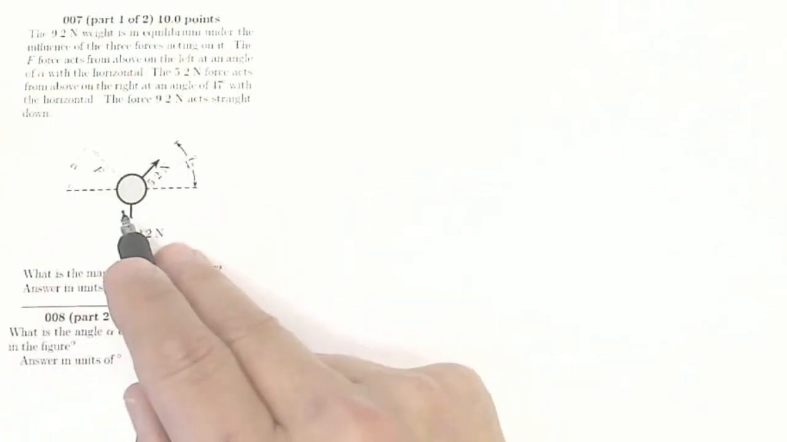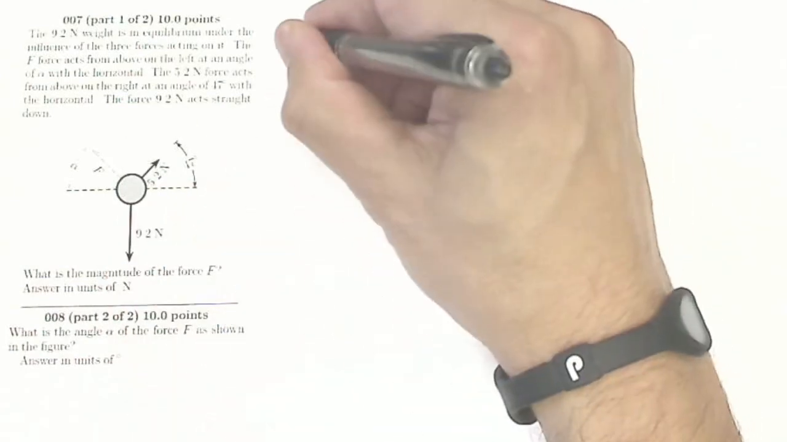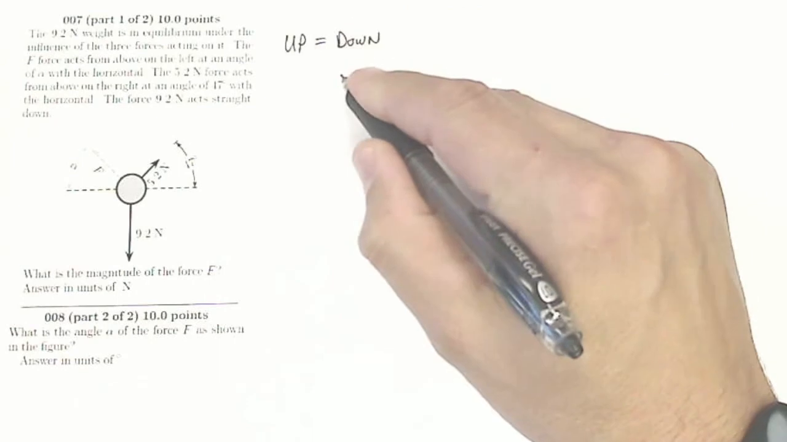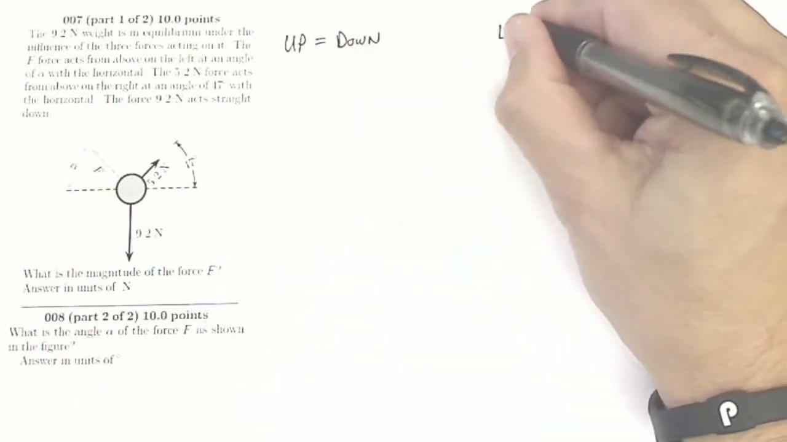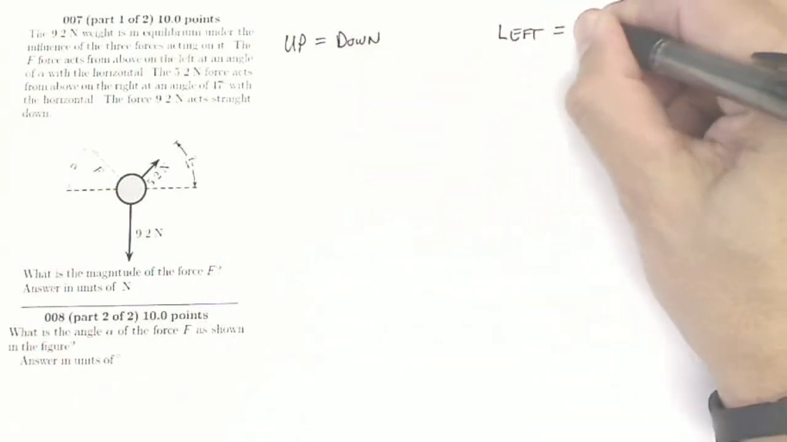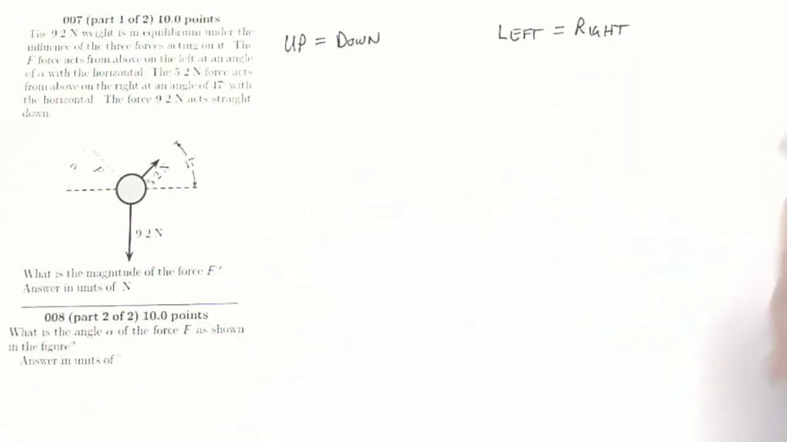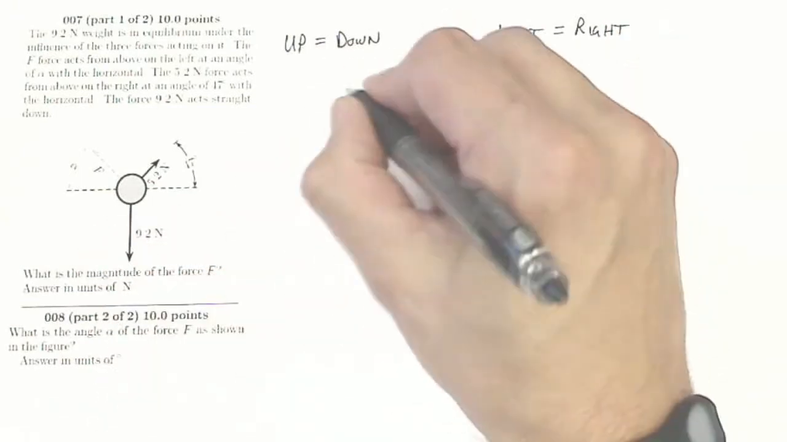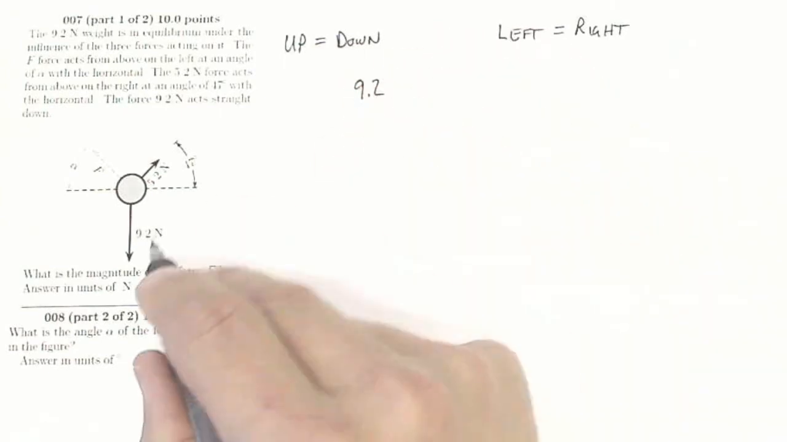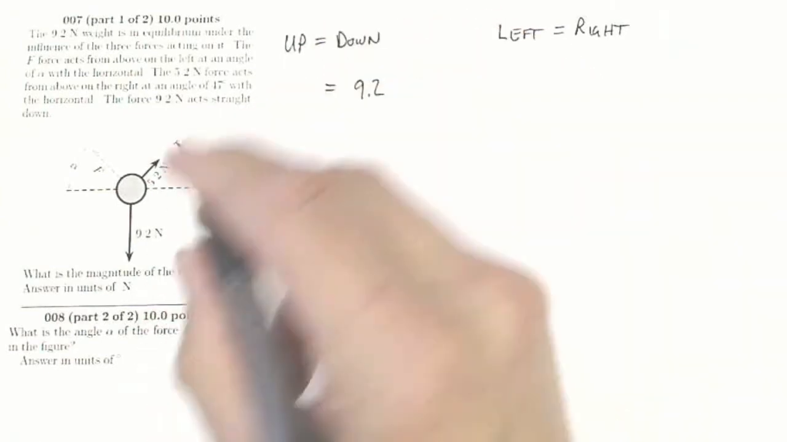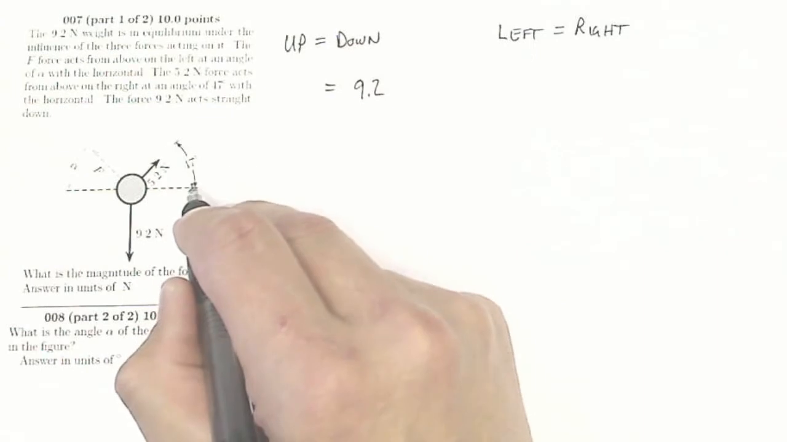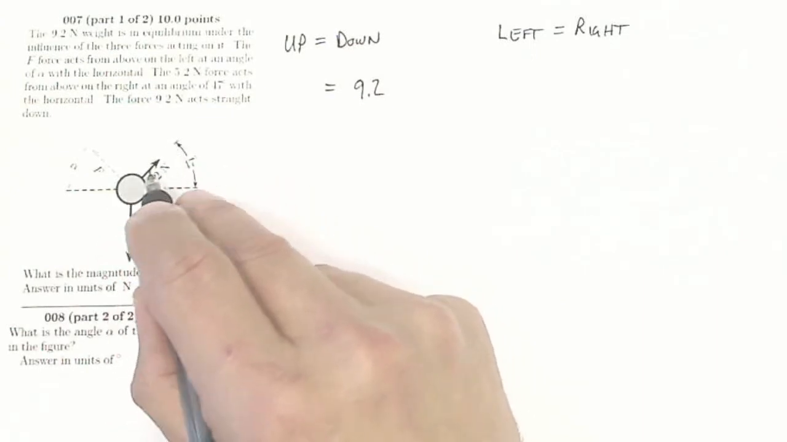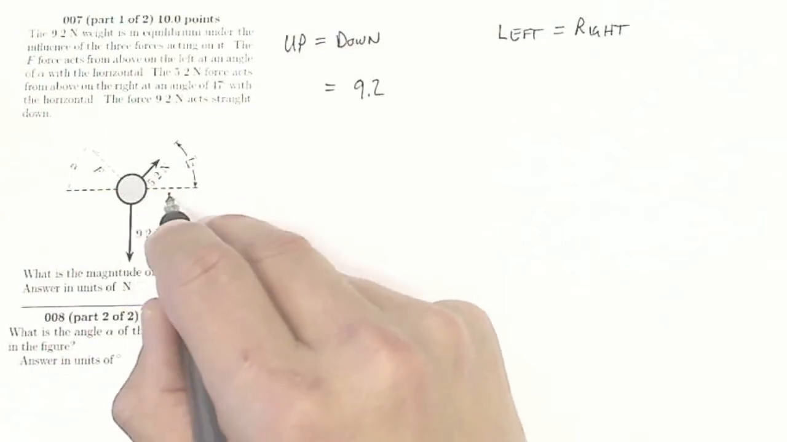So if this is in equilibrium, then I know that my up must equal my down in terms of magnitude. I also know that whatever I have left must equal whatever I have right. So I've got 9.2 straight down. Well, that's a down. I could even write my 9.2 right now. And I've got 5.2 at 47. I don't know what that is. Well, 5.2 at 47, is that up and down or left and right? It turns out it's a little bit of both.